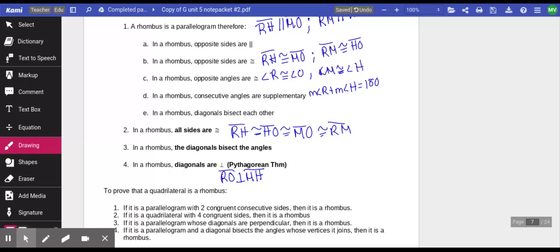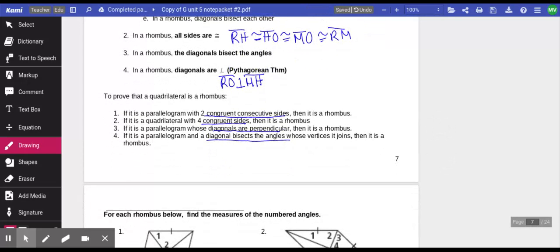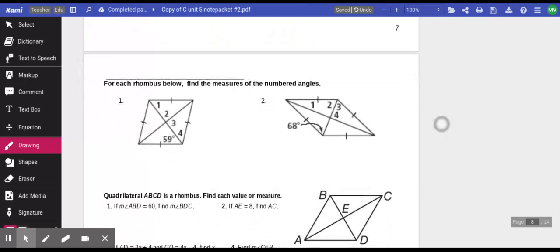To prove a quadrilateral is a rhombus, we need to show it's a parallelogram with consecutive congruent sides, so sides that are next to each other, or a quadrilateral with all four congruent sides, or a parallelogram whose diagonals are perpendicular, or a parallelogram whose diagonals bisect the angles. We're still going to focus mostly on finding missing parts. So let's look at number one.